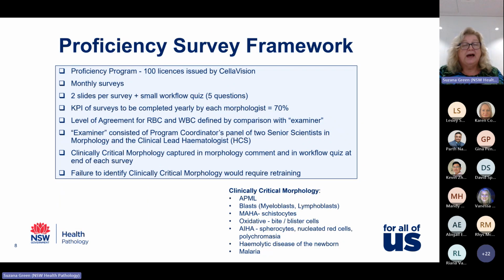So the framework itself, we put together with consultation with the working group. Firstly, we had 100 licenses to work with. That's what Celavision gave us. So every morphologist received a license to be able to participate in this proficiency program. For the project itself, we said it should be monthly surveys, 2 slides per survey, with a small workflow quiz to show us their thinking of what they would do with that particular slide or case. The KPIs for the surveys were, firstly, just to get participation. That was number 1 in the first phase.